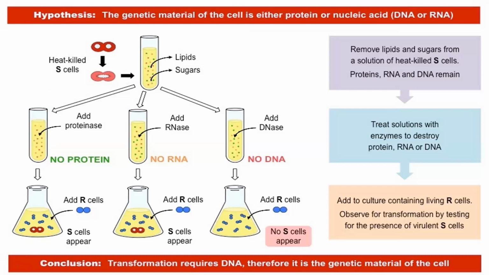When this mixture of heat-killed S strain was mixed with R strain, the S strain appears. So what we can conclude: protein has no part to play in transformation. Even if there is no protein, there will be transformation.